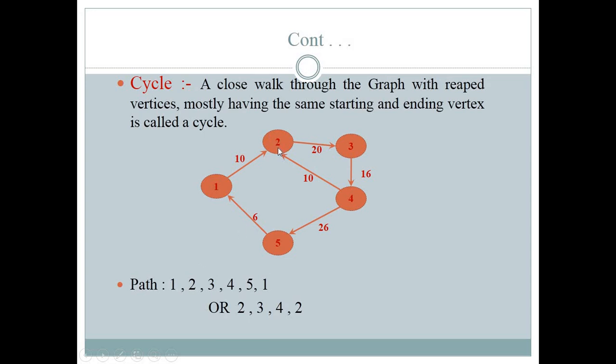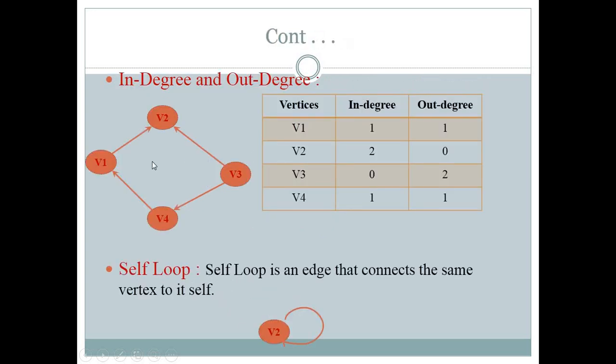Let's check for this: 2 to 3, 3 to 4, 4 to again 2. So this will be another cycle. So this type of happening is called a cycle.